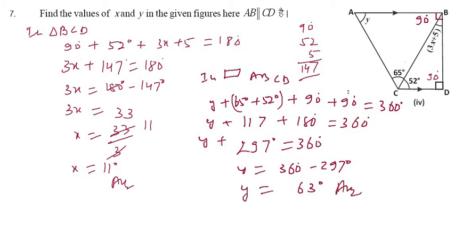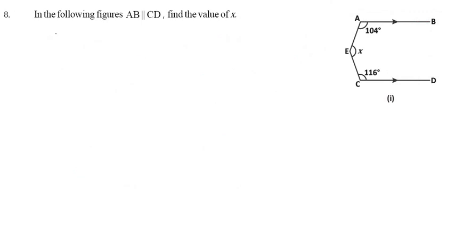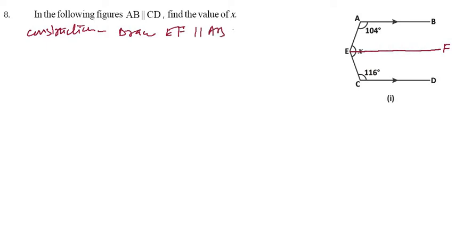Now come to the next question. This is find the value of x. How can we find the value of x? First of all, you can draw a parallel line. It is the AB, CD, and it is your EF. So it is your construction. Draw EF parallel to AB and which is also parallel to CD.